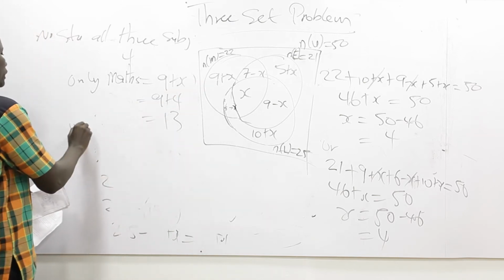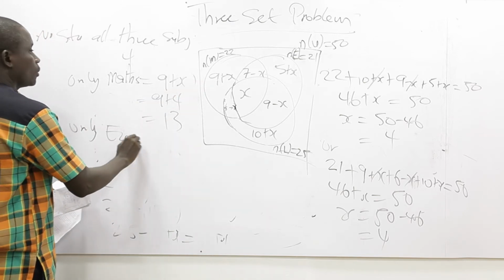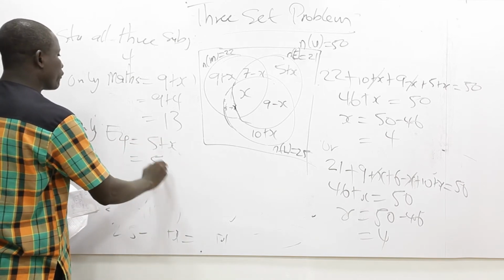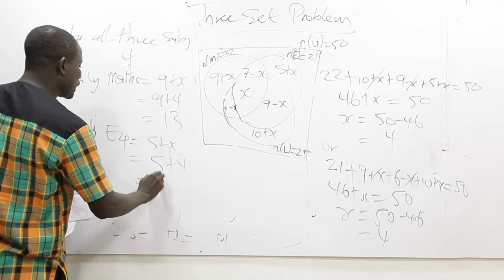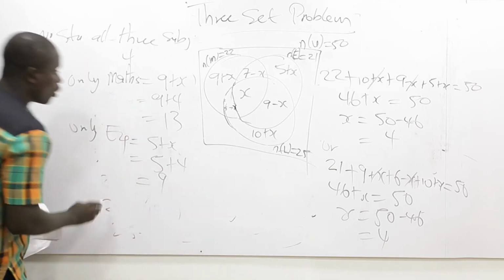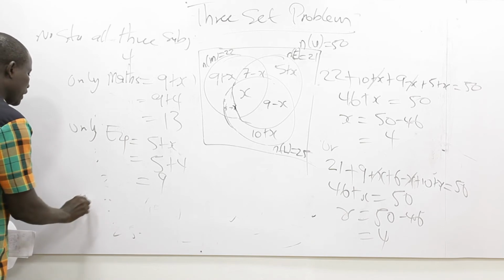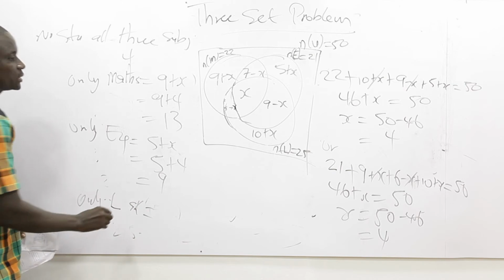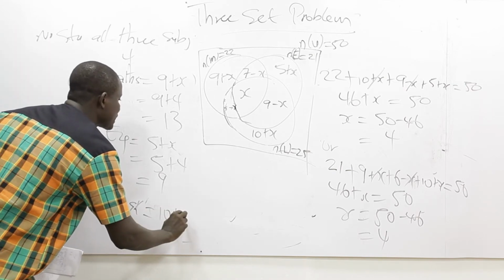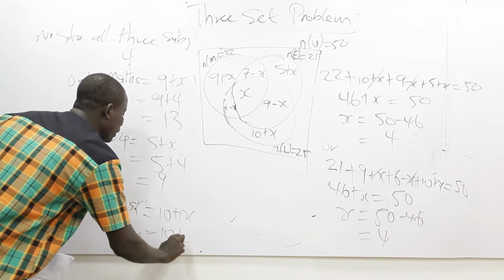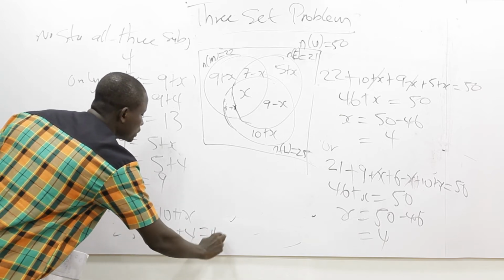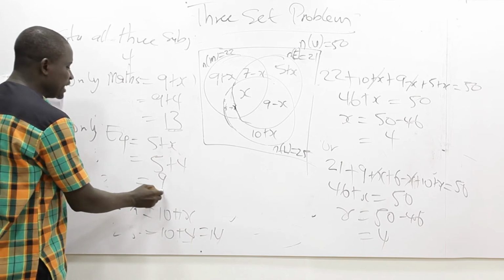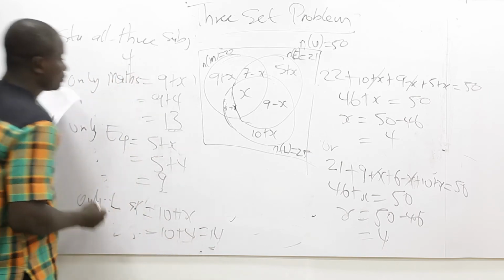What about only English? It's 5 plus x. So it will be what? 5 plus 4. That is equal to what? 9. What about only life skills? It's 10 plus x. So 10 plus 4, and that's equal to what? 14. So now, only mathematics is 13. Only English is 9. Only life skills is 14.